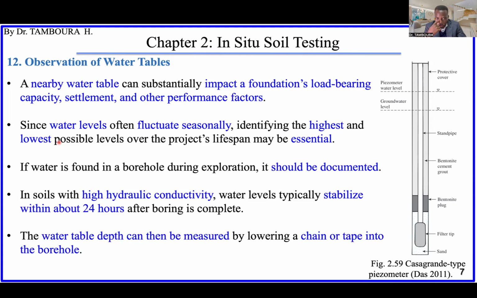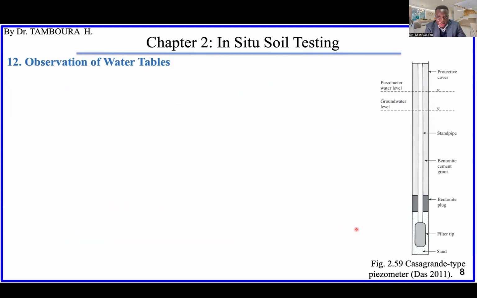The depth of the water level can be measured by lowering a chain or tape into the borehole. In that case, in your borehole, it is visible. Sometimes you can even see the water. This is the case when you dig your borehole and you can see the water, or there is water, so you can measure directly by lowering something like that. Otherwise, we can use this kind of thing.